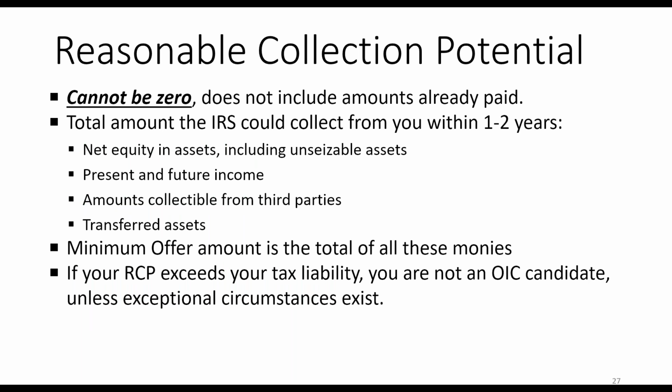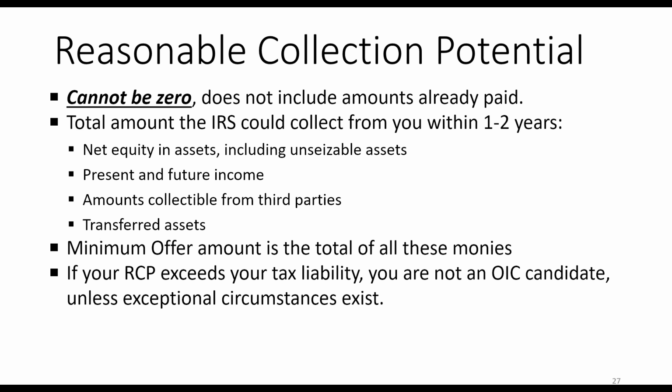Reasonable collection potential, RCP. This is the bottom line number that you come up with if you walk through the worksheets in the Offer and Compromise 656 booklet, the 433A OIC or the 433B OIC, the number they expect as your offer amount. It represents the total amount that the IRS could collect from the taxpayer within either a 1 or 2 year window. It used to be either a 4 or 5 year window.